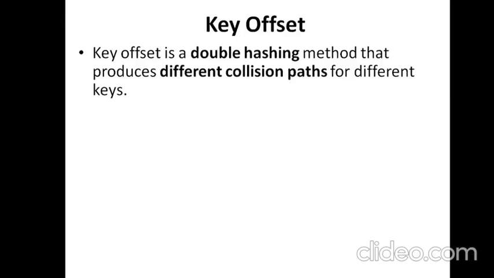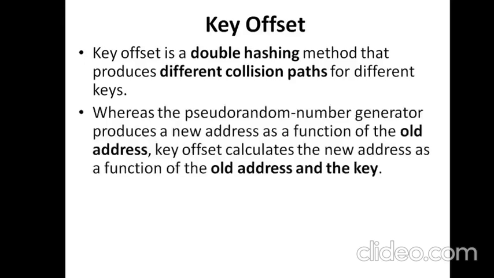It's again a simple formula. Whereas the pseudo-random generator produces a new address as a function of the old address, the key offset calculates the new address as a function of the old address along with the key. So the path will be broken now because the keys are random. Addresses are in sequence, but keys are going to be randomly coming from the user. So that is going to bring the variation into the address.